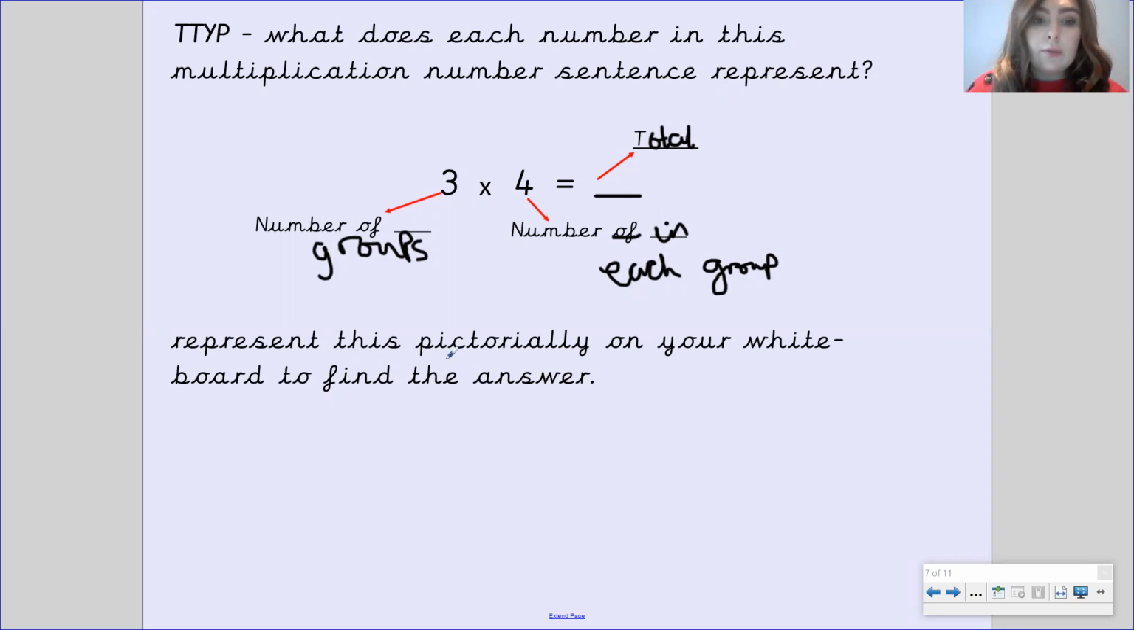Now what I want you to do is represent this pictorially on the whiteboard that you got in your pack before we broke up for the Christmas holidays. Pause the video to have a think and then I will show you the answer.